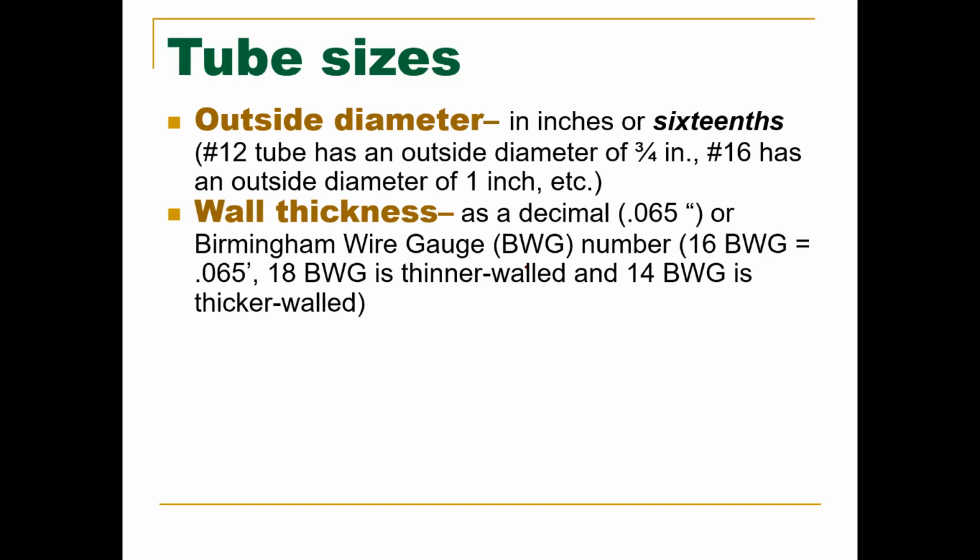All right. Wall thickness is given as a decimal, like 0.065, or in the BWG wire gauge. Same thing as wire. So an 18 gauge is a thinner wall and a 14 gauge is a thicker wall. That's why a 12 gauge wire is going to be a lot thicker than something that was 18, which is a much smaller gauge.